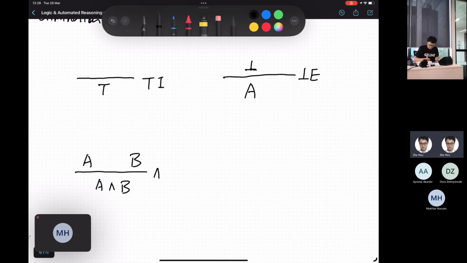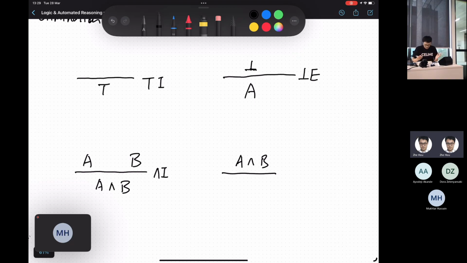So this is the introduction of AND. It should be very straightforward, right? So you know that A is true, and you know that B is true, then you can introduce A and B. Conversely, let's look at how we eliminate AND. So if you know that A and B is true, what can you derive? So what is true in the conclusion?